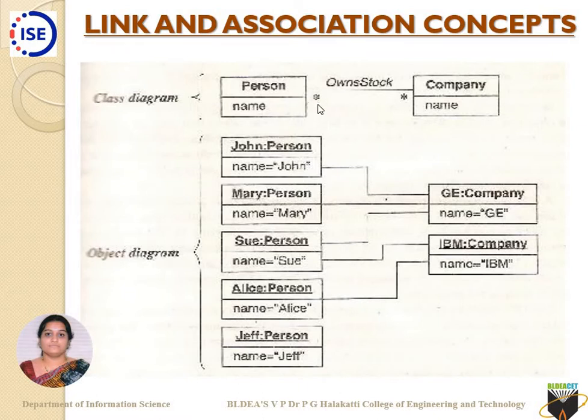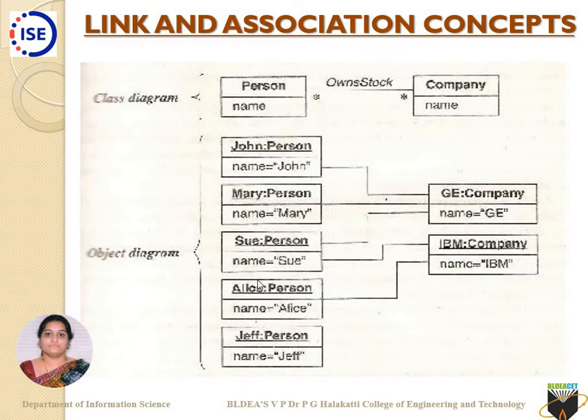Similarly, here you can see there is an asterisk here and an asterisk here. What are these asterisks? This is called cardinality. In the next slide you will come across 1 to 1, 2 to 2, or 1 and an asterisk. What do I mean by that? I can have multiple instances. An asterisk means multiple objects of this particular class are connected with multiple objects of this particular class.